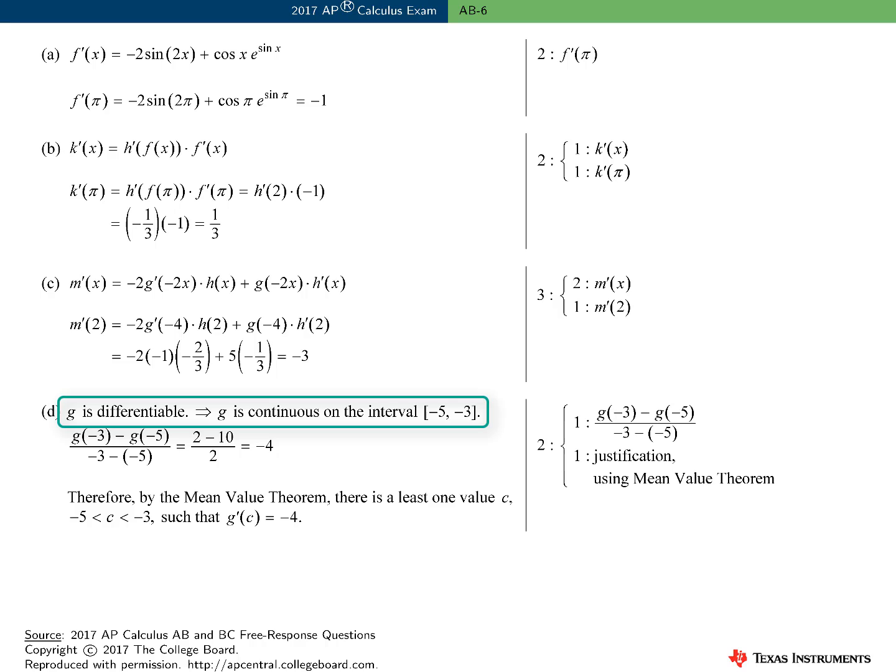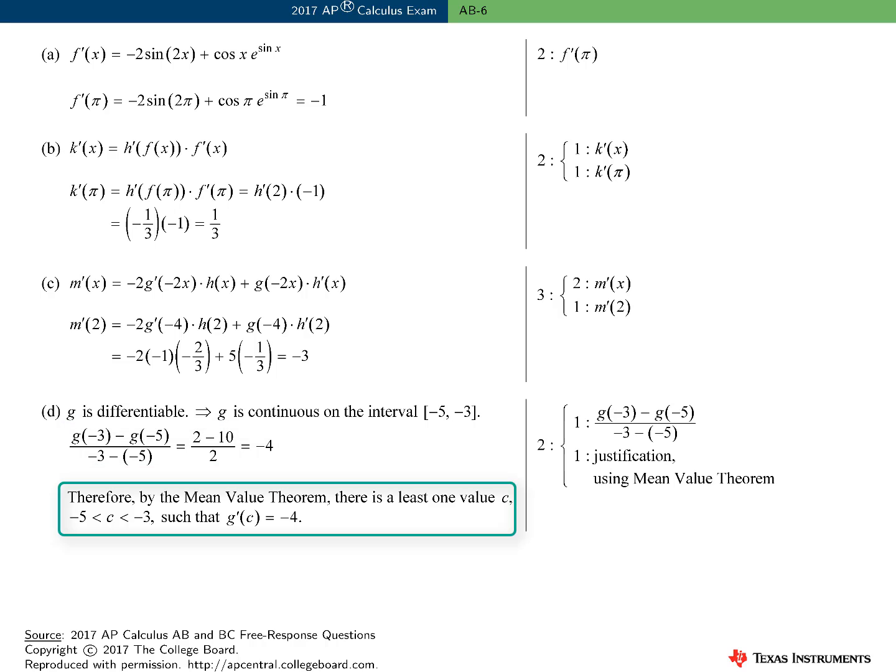First, we need to check the assumptions for the mean value theorem. Since g is differentiable, that's given in the problem, then g is also continuous, and the relevant quotient associated with the mean value theorem simplifies to minus 4. Therefore, by the MVT, there is at least one value c in the open interval minus 5 to minus 3, such that g prime of c is equal to minus 4.